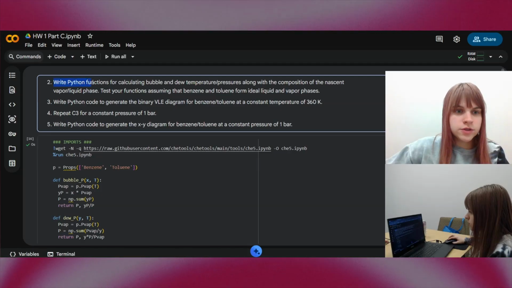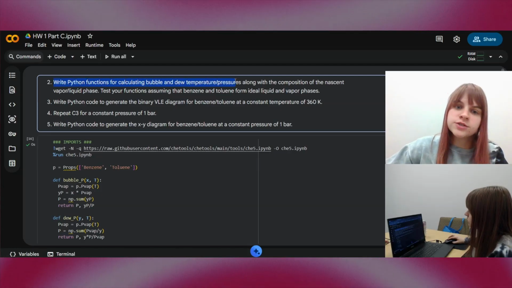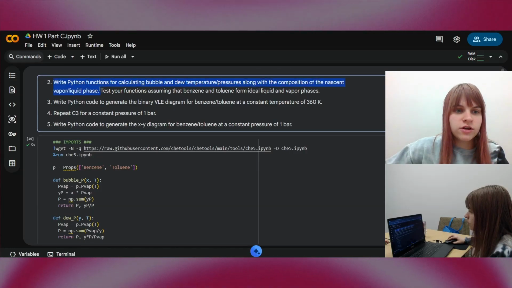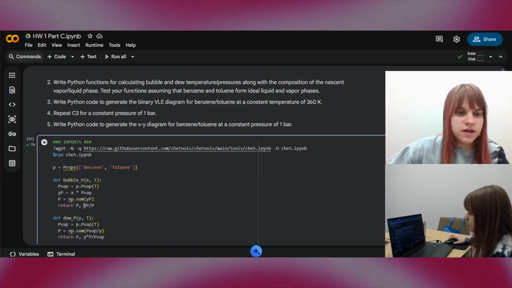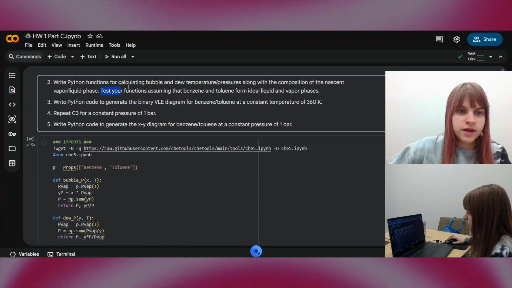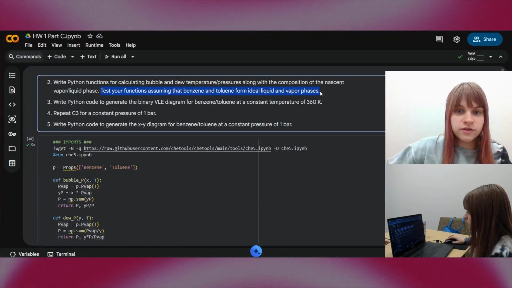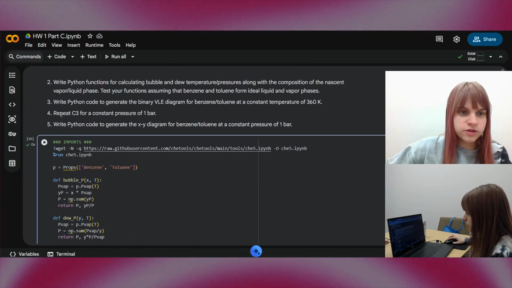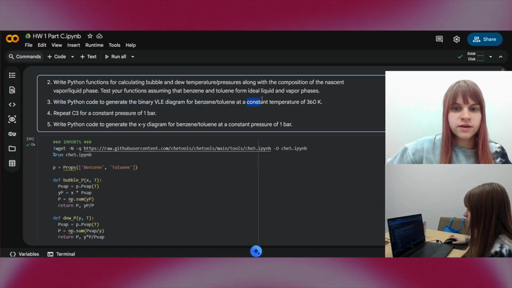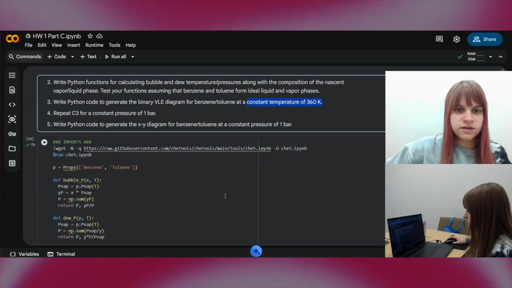So we wrote the Python functions for the bubble and dew temperatures and pressures, along with the composition, which was the second value, in all of these functions. And rather than test these functions individually, I'm going to move on to the third part, to generate the binary VLE diagram for this ideal mixture. So we're going to be doing this at a temperature of 360 Kelvin.